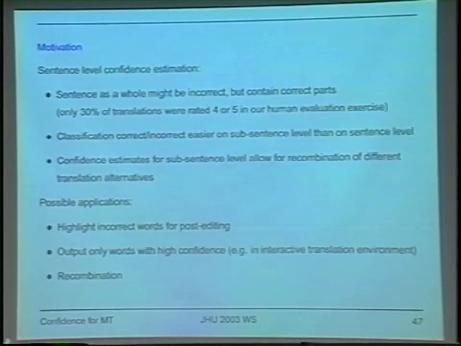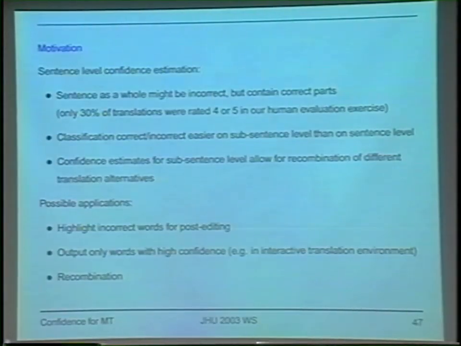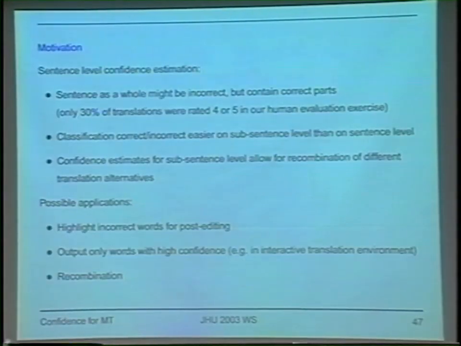So first of all, the motivation. If we want to do sentence level confidence estimation, we have the problem that the sentence as a whole might be incorrect, but it might still contain some correct parts. So we want to be able to identify those correct parts, even if the sentence as a whole is not correct. And we performed a small human evaluation exercise that Alex is going to talk about later. And there only 30% of the translations were rated 4 or 5. Well, we had an error scale from 1 to 5, and 5 was top. And only 30% were rated acceptable by the users.